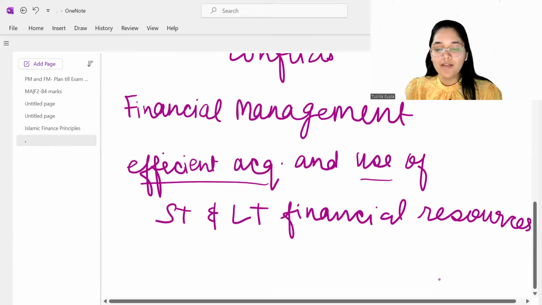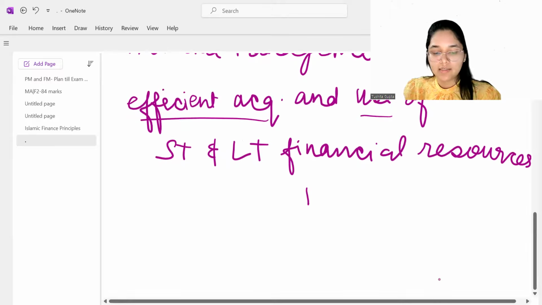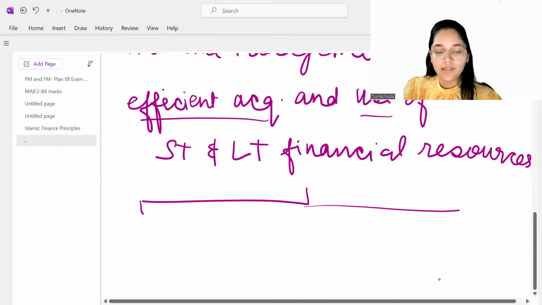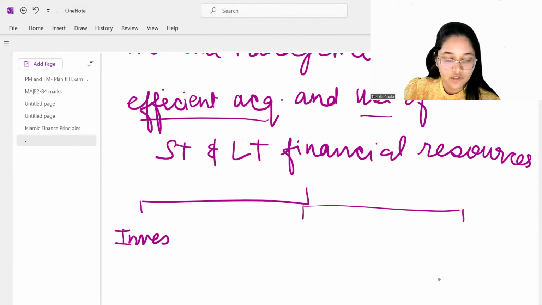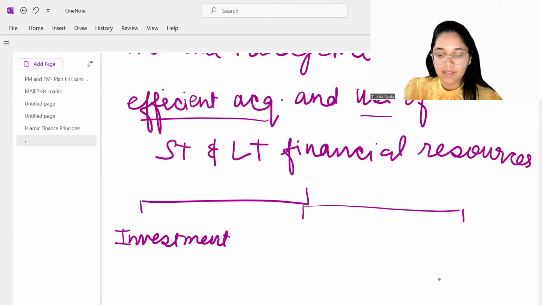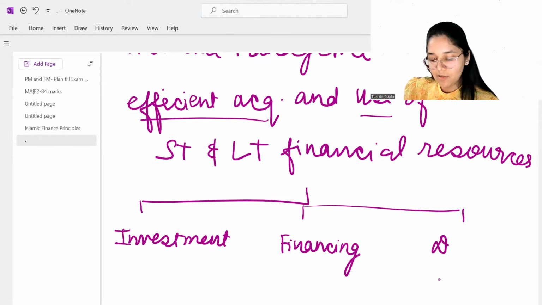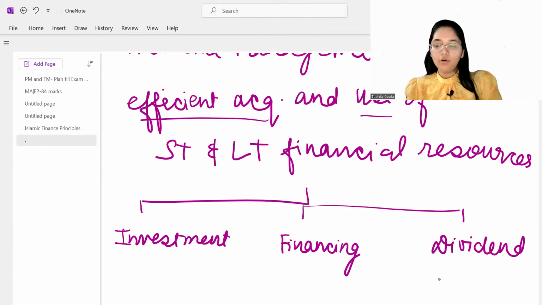Now, when it comes to financial management, there are three main decisions required while performing financial management. The first decision is what you call your investment decision. I'll first name all of them and then explain what each entails. Then you talk about your financing decisions. And the third type is your dividend decisions. So let's go one by one.